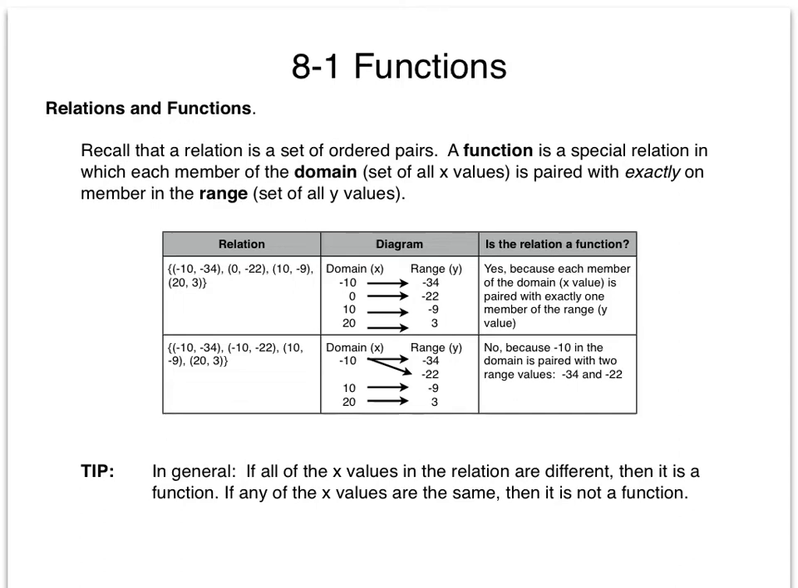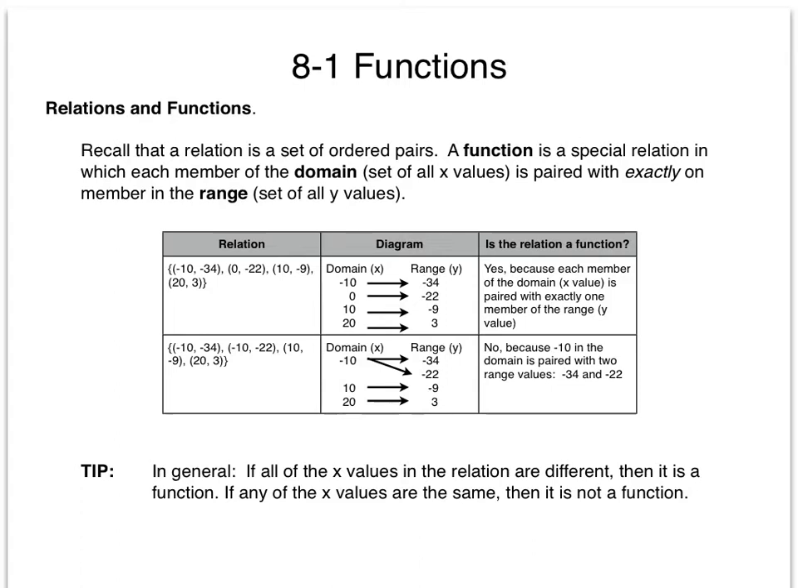Recall that we learned what a relation was in section 1.6. A relation is just a set of ordered pairs. Well, a function is actually a special relation in which each member of the domain is paired with exactly one member in the range. Remember that the domain is the x values and the range is the y values. Look at the examples that I've provided for you.